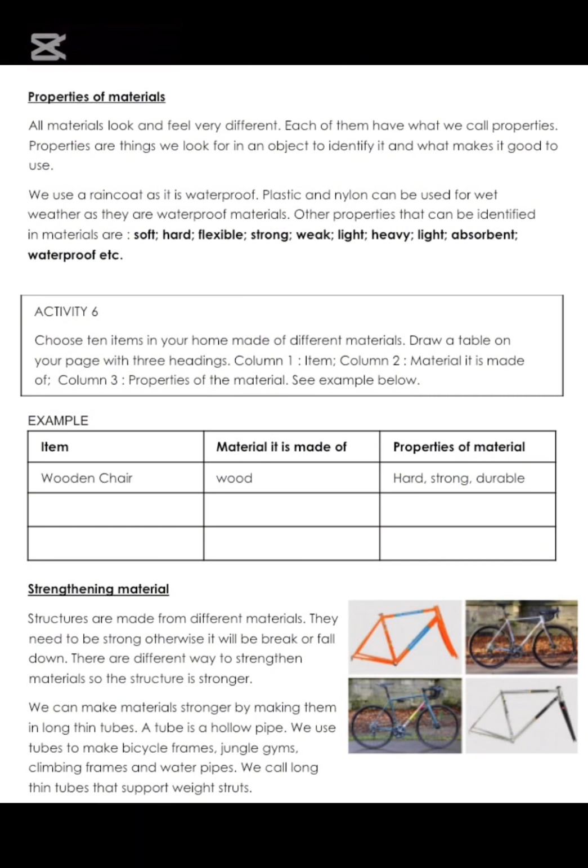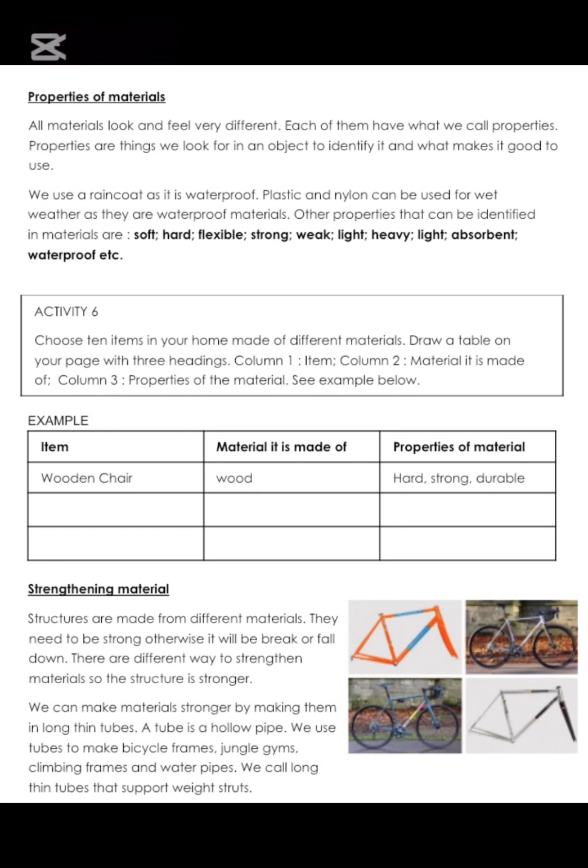Properties of materials. All materials look and feel very different. Each of them has what we call properties. Properties are things we look at for an object to identify it and what makes it good to use. We use a raincoat as it is waterproof. Plastic and nylon can be used for wet weather as they are waterproof materials.